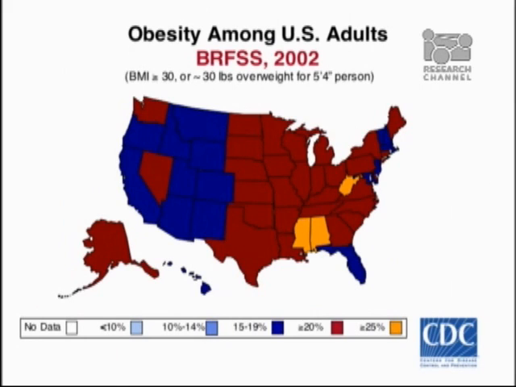The other thing to note is this is really an underestimate, because these are self-reported heights and weights, and people tend to overestimate their height and underestimate their weight when asked about it. So these are underestimates, and you can see already we have some states back in 2002 that are above 25% of their population.